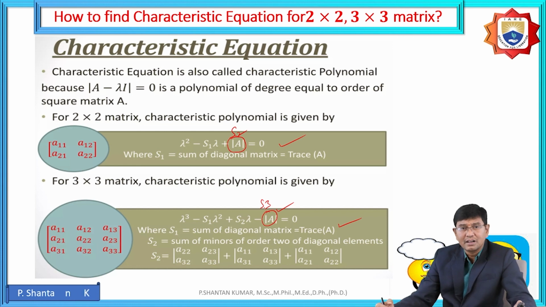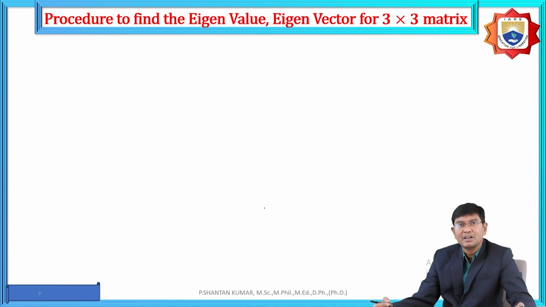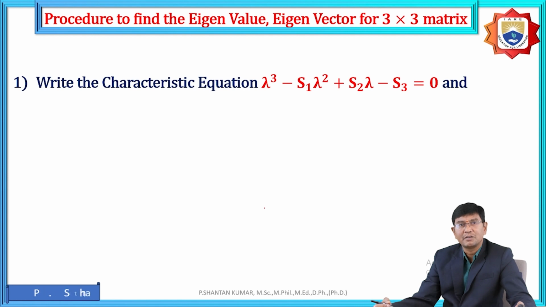These are the shortcut methods to find the characteristic equation for a 2 by 2 matrix and also a 3 by 3 matrix. Otherwise, it is a lengthy process of simplification, finding the determinant of A minus lambda I equal to 0. As you know, under 2 by 2 and 3 by 3, that is how to find the determinant of A minus lambda I, which gives the characteristic equation. Further, we need to discuss the working rule. Again, we need to recall.